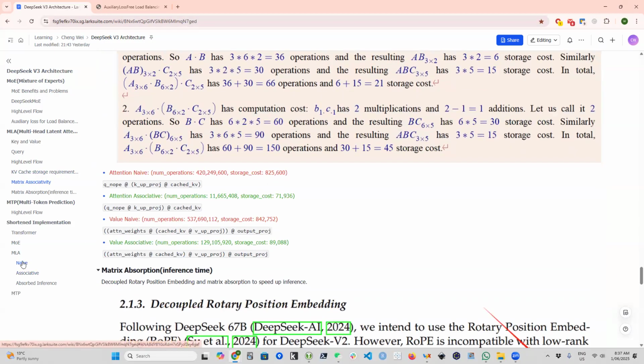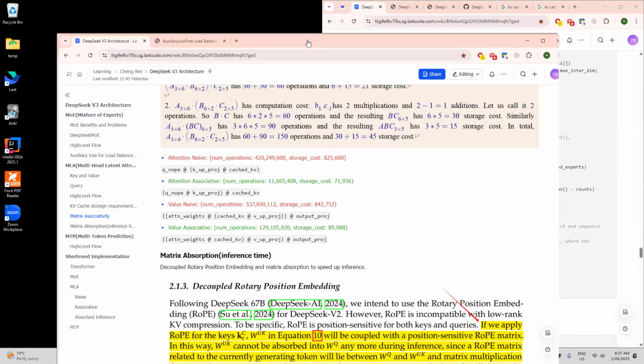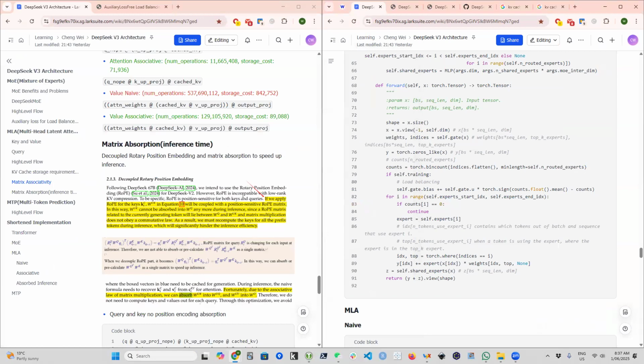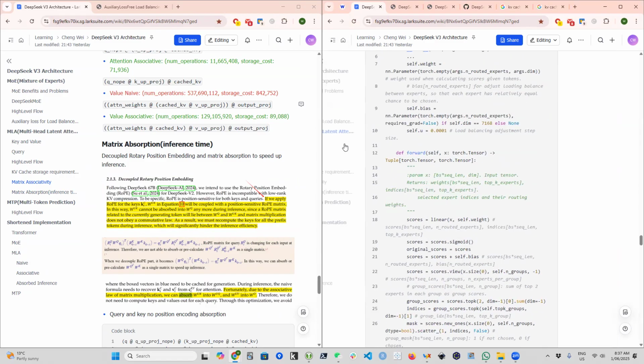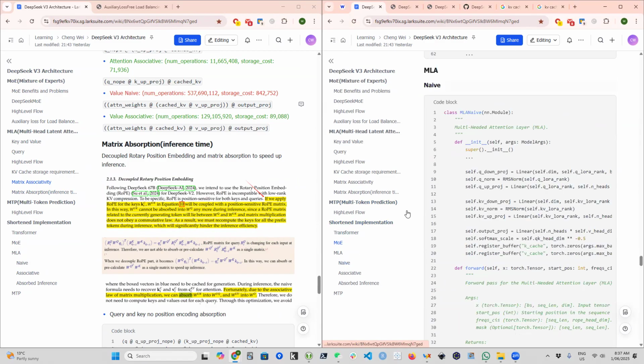Let's have a look at the source code first before we go to the absorbed version. There are three versions. But the third version is explained in the paper, and the official code doesn't include it. The official code only contains the naive version and the associative version. They don't have the code for the third. Let's go through the code for the naive and associative versions.